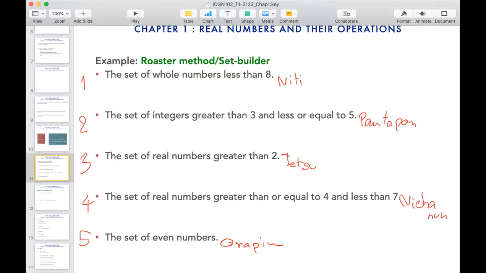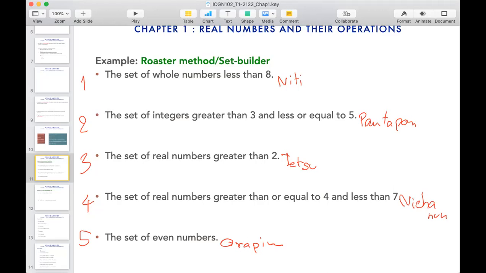Next, for number 2, we have the set of integers. Now it's integers as well, but greater than 3 and less than or equal to 5. When we use less than or equal to 5, that means we include 5 in our consideration as well. So greater than 3, that is 4. Less than or equal to 5 is 5. So it's a set of 2 members, 4 and 5. This is correct.